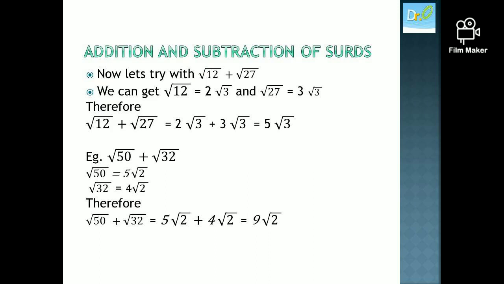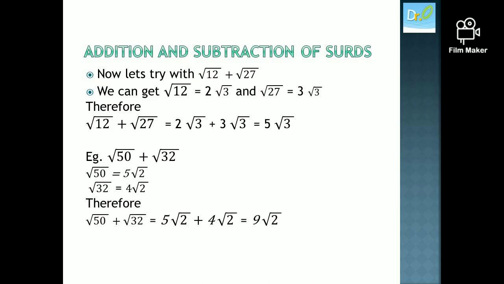Now this is the pretty interesting section. These two terms which are not similar inside the square root convert into two surds where the terms inside the square root become similar. Then you can simply write it as 5 root 3.